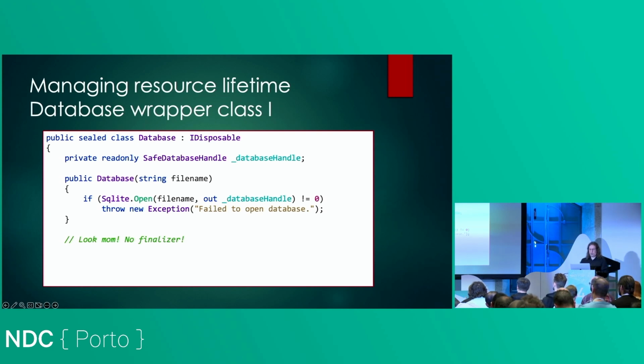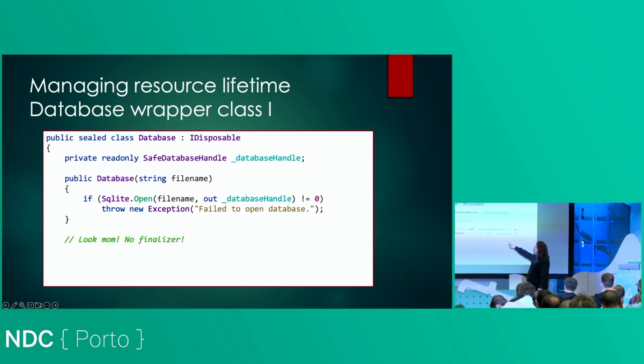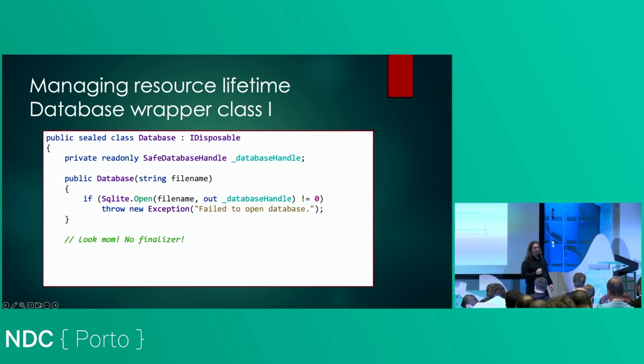And then in the constructor, we take the file name, we call open. Of course, we pass on the file name, but also pass out the database handle. So, I mean, what SQLite gives me back is a pointer basically pointing at a data structure describing or somehow identifying my database, but I'm going to wrap this in a handle. Now, of course, check if it worked, throw exception.